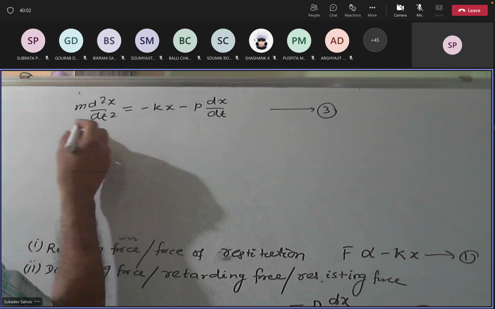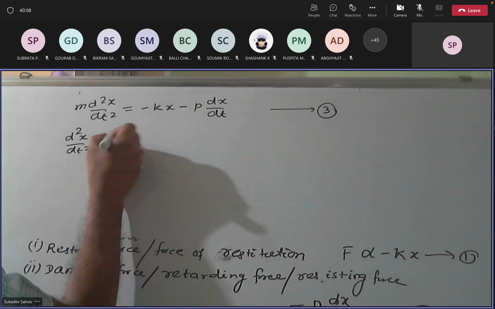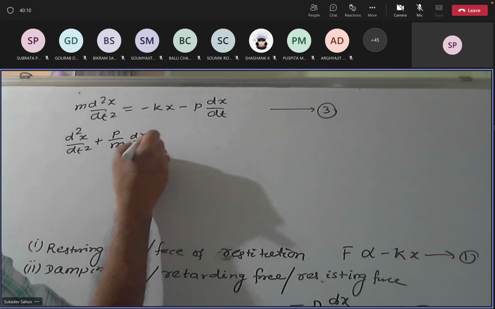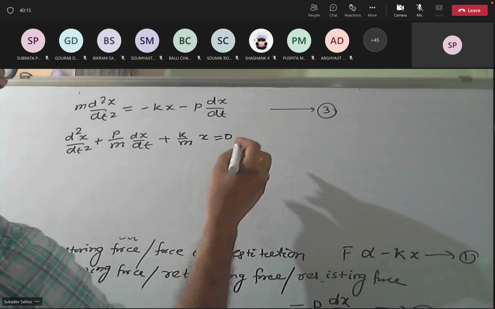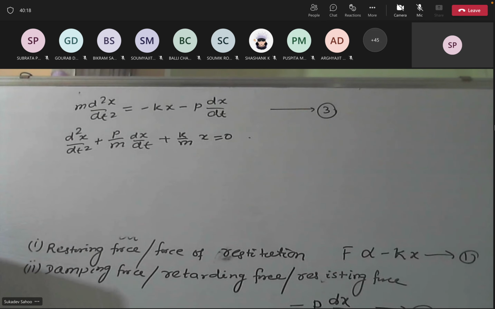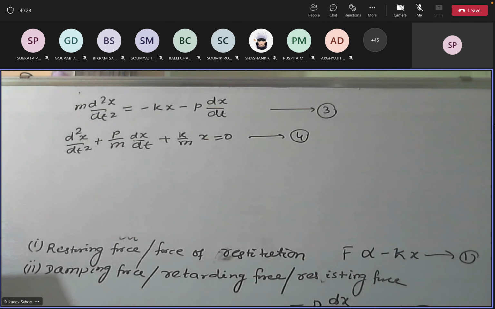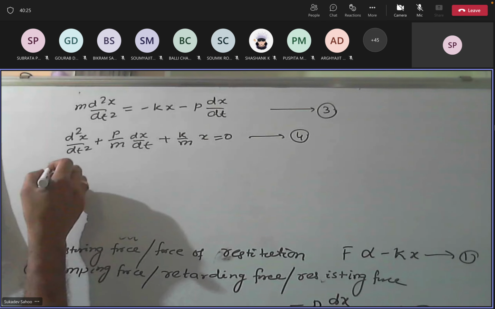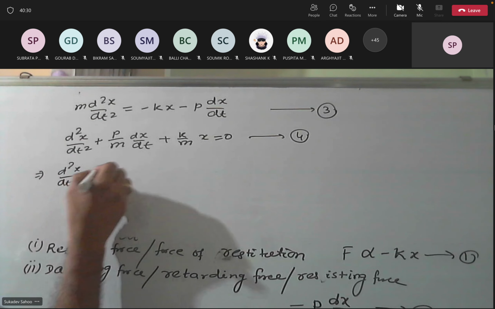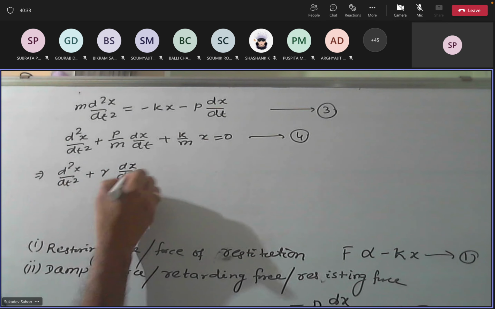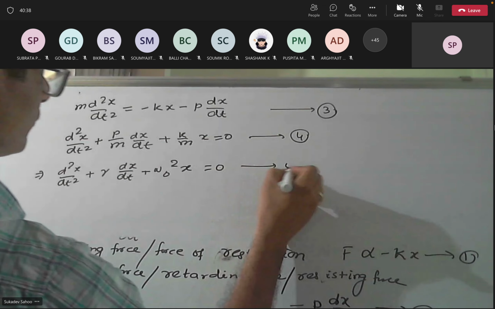So now we can write this equation as d square x by dt square plus p by m dx by dt plus k by m x equals 0. This equation can also be written as d square x by dt square plus gamma dx by dt plus omega 0 square x equals 0.